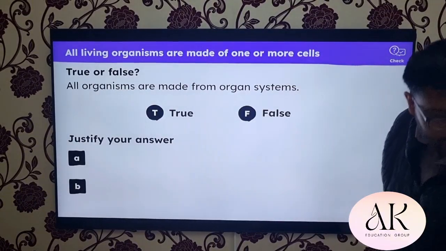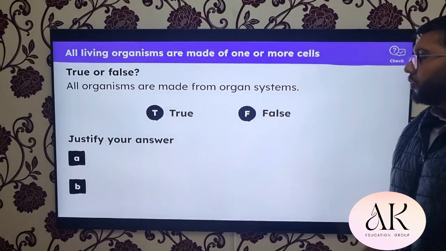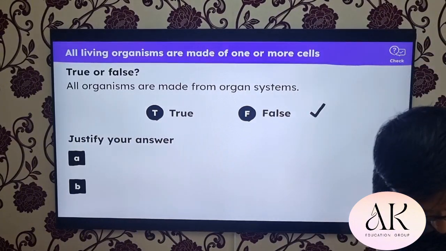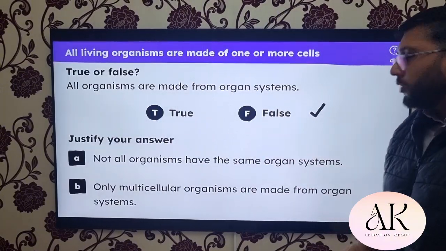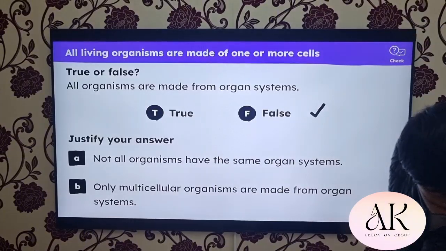And then a true and false. All organisms are made from organ systems. Let's have a look. Is it true or false? False. Justify your answer. Is it A or B, guys? Let me know in the comment section, A or B.